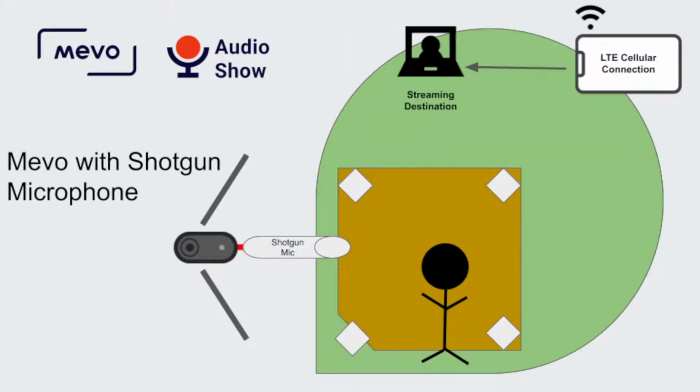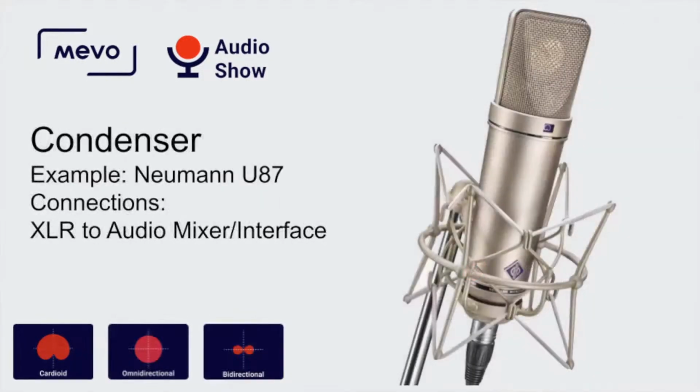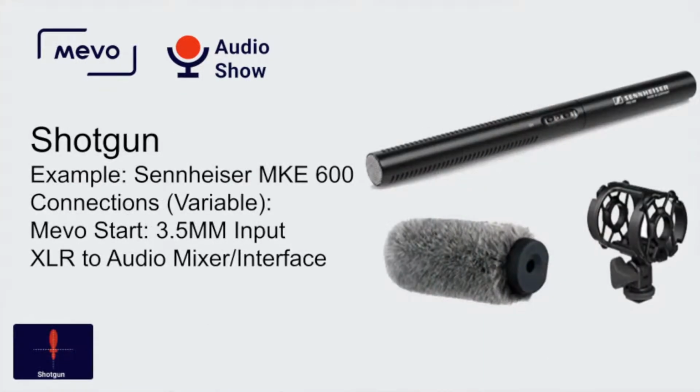All right, so the next one I want to talk about is the Mevo with a shotgun microphone. So let me give you an idea what that shotgun microphone looks like. So that's going to be something like this. Oh, there we go. That's going to be something like this. Now, a shotgun microphone is really designed to shoot at distances. Well, not distances, but more directly, I should say.